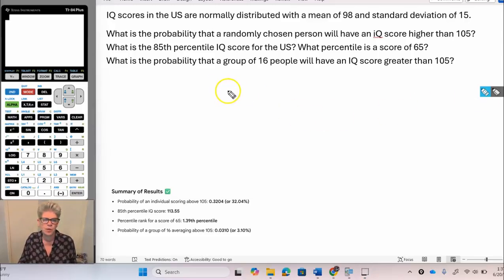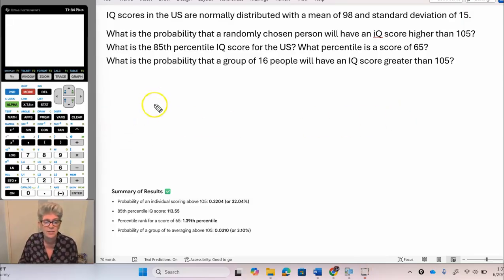This is a pretty standard question you would get in a university statistics course if you were studying normal distribution. Back in the olden days, because it's normally distributed, we would have to use a standard normal distribution and convert our scores into z-scores. We don't have to do that anymore. The calculator is going to do all of that for us.